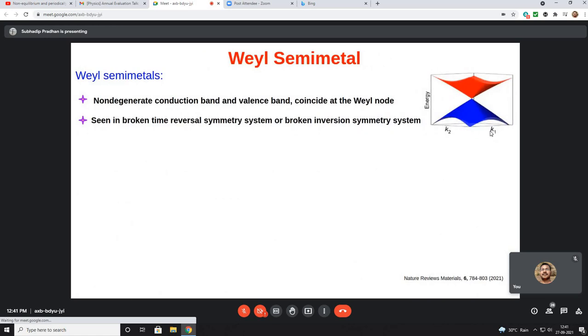Now we are getting to the Weyl semimetal. In a Weyl semimetal, there are two non-degenerate conduction and valence bands. They coincide at a point, at a Weyl node. So to see this type of Weyl semimetal, you have to either break time reversal symmetry or break inversion symmetry, because you have to get two bands which are non-degenerate.